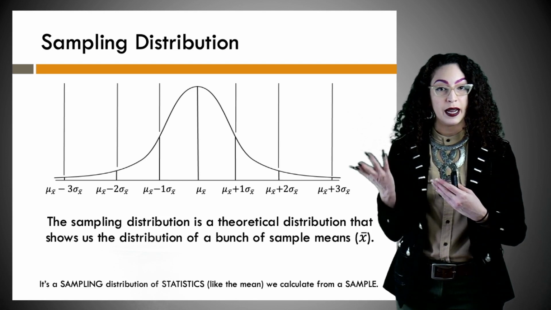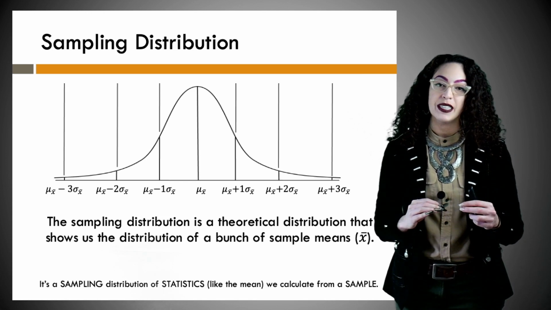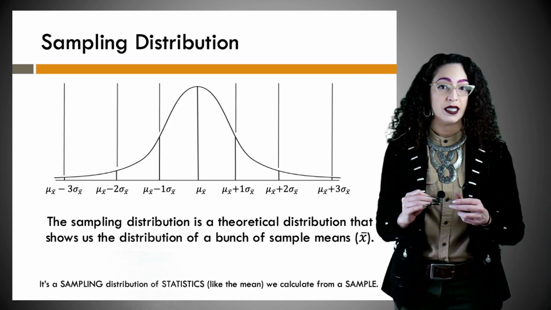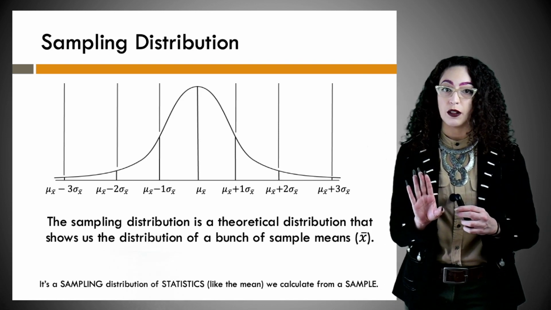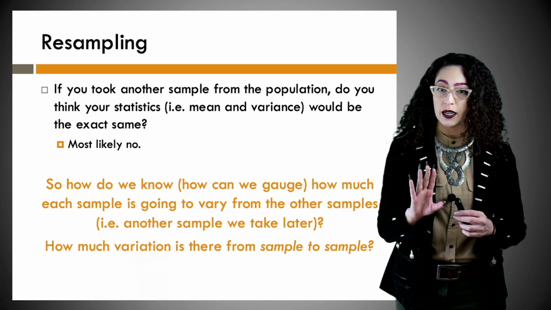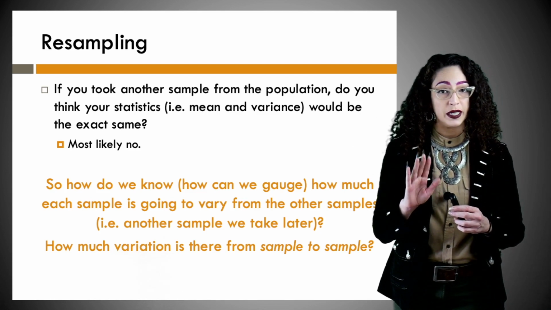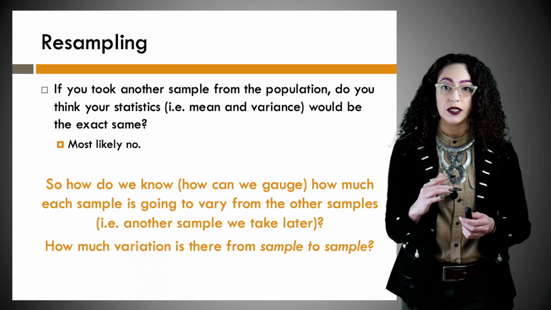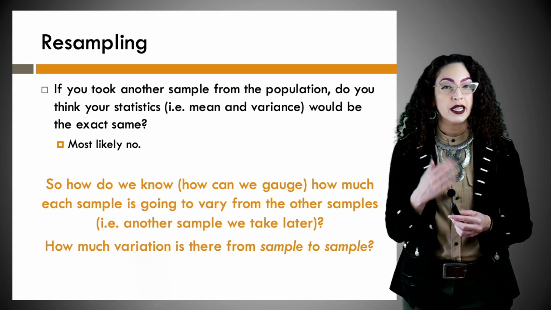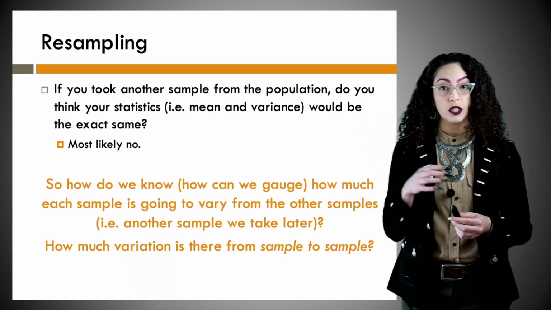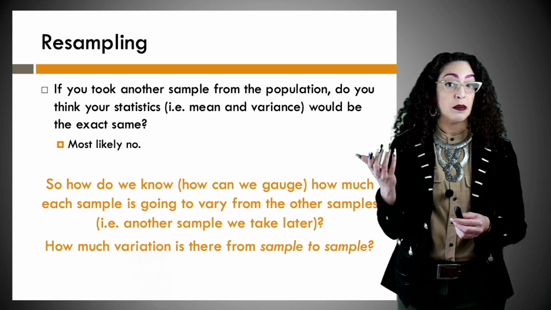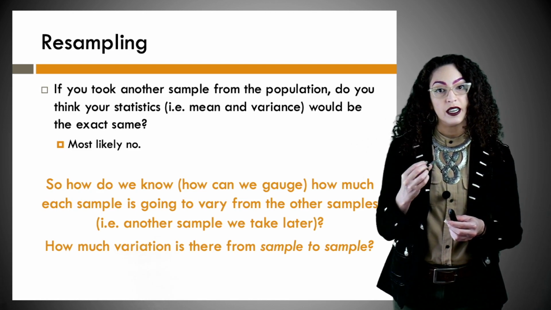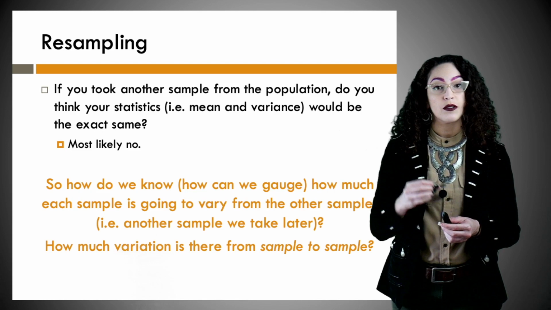So here it is, the sampling distribution. The sampling distribution is a theoretical distribution that shows us the distribution of a bunch of sample means. Okay, just keep following. So if you took another sample from the population, do you think your statistic will be exactly the same? We've already kind of concluded no, there's random chance involved, so it might be a little different. So how do we know? How do we gauge how much each sample is going to vary from other samples, another sample that we maybe take later, or the sample that your friend takes versus yours? How much variation is there from sample to sample instead of from person to person?